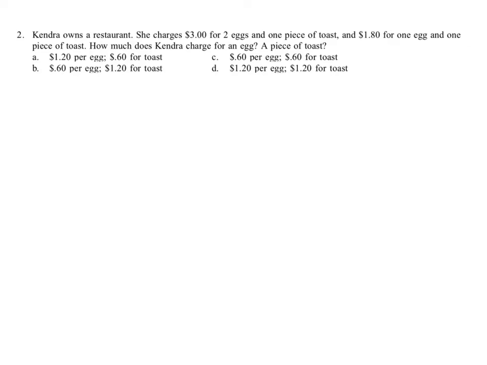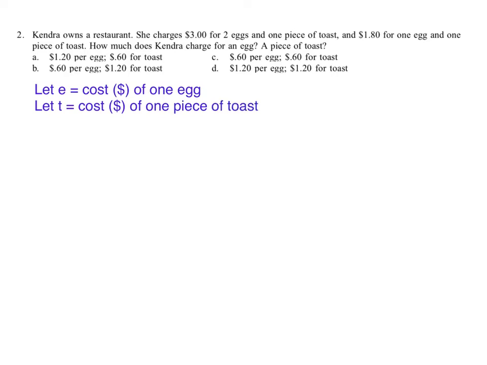Well, we need to define the variables, and I'm going to say let E, we'll use E for eggs, equal the cost in dollars (parentheses, dollar sign) of 1 egg. And then we can say let T equal the cost in dollars of one piece of toast. Okay? So we've now defined the variables, and we can go ahead and write an equation for this.